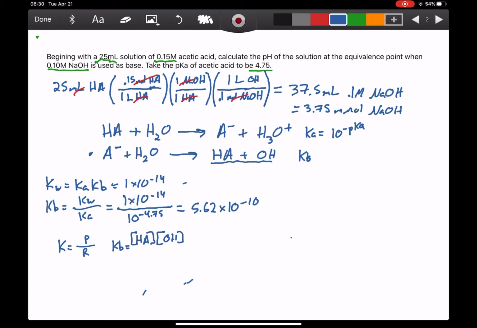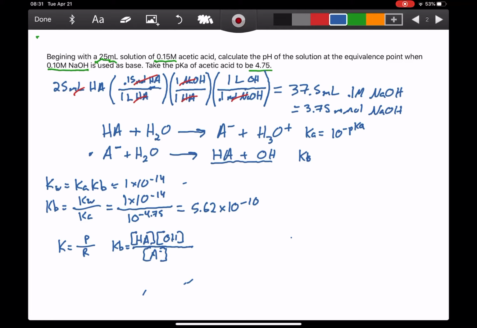Now these are going to be equal to each other because it's a 1-to-1 ratio with the formation of the products from the reactants. And this is going to be over the concentration of A minus, which is what we're starting with, our product.